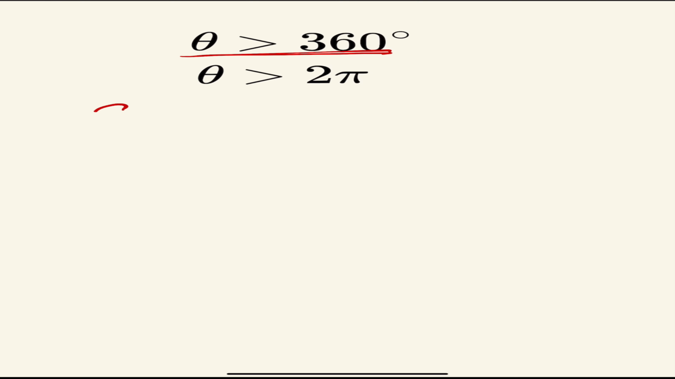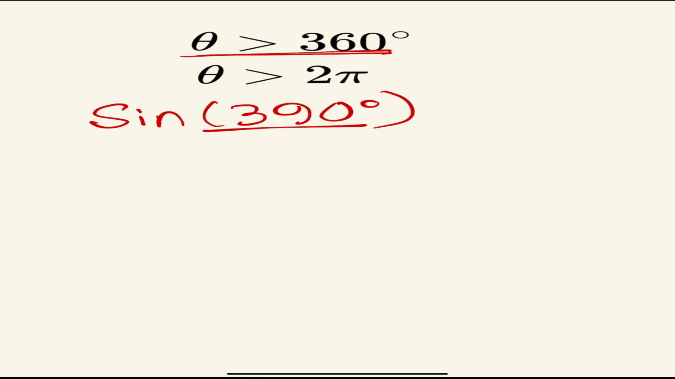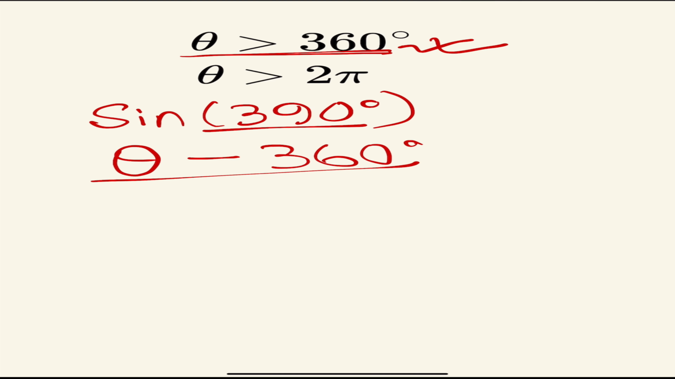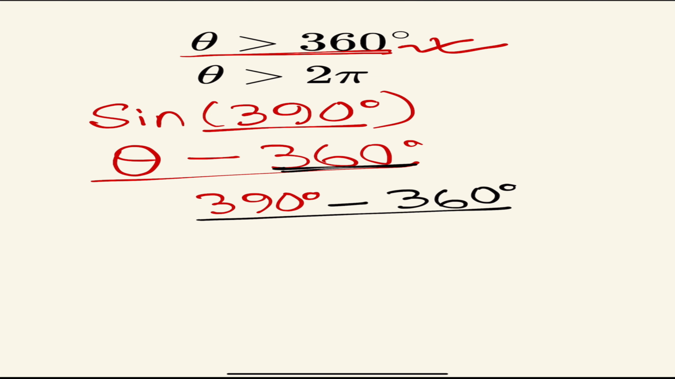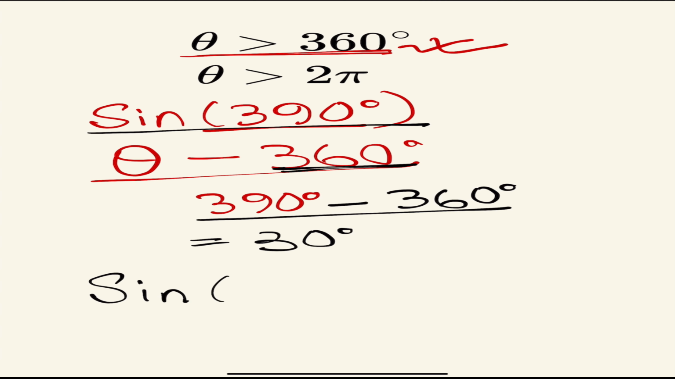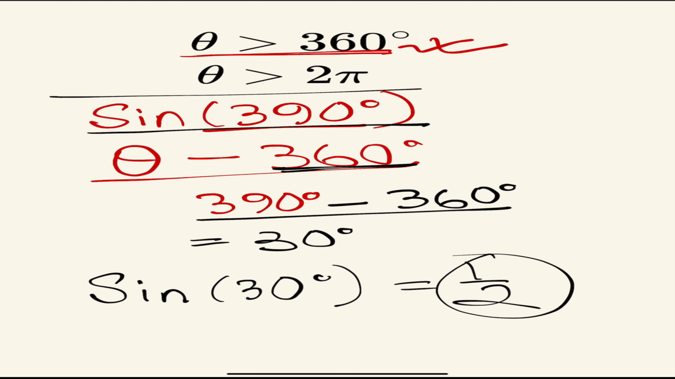Let's practice. Let's say you have sine 390 degree. Whenever we see that, we always subtract 360 degree. If theta is more than 360 degree, then we always do that and find out the answer. So our theta here is 390 degree, right? We subtract 360 degree. What do we get? 30 degree. So instead of sine 390 degree, now we're going to find sine 30 degree. Sine 30 degree is half. So this is going to be exactly our answer.